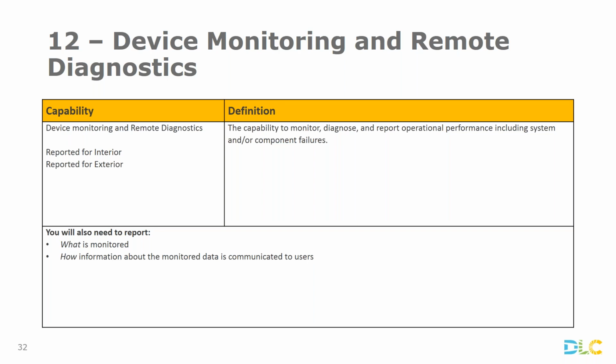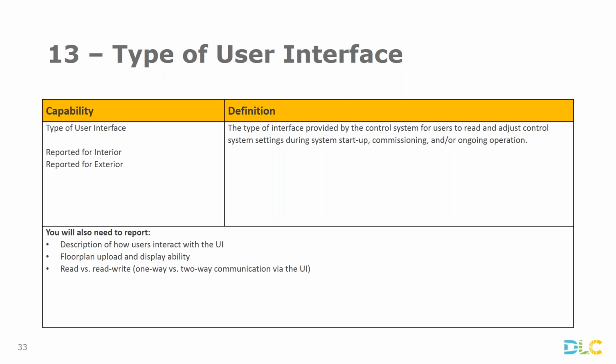For device monitoring and remote diagnostics, this is pretty freeform or wide open in terms of reporting it, because this is such a widely varying field. But it's reported for both interior and exterior, and we're asking applicants to report on the application what is being monitored throughout the system, and also how that monitored information is being displayed or communicated to end users. Is it an LED on the fixture or a controller that is blinking in a certain pattern? Are there text message alerts that are sent to users? Are there notifications in the user interface? Just again, descriptive information about what is monitored and remotely diagnosed and what is being communicated to the end users.